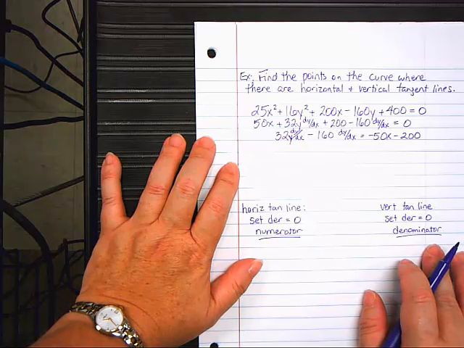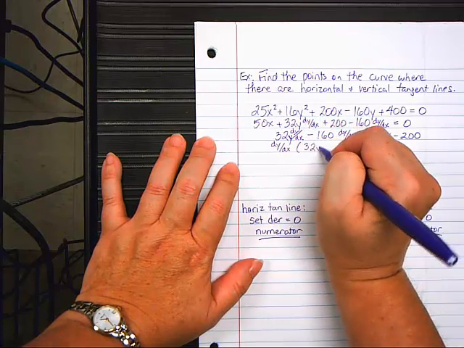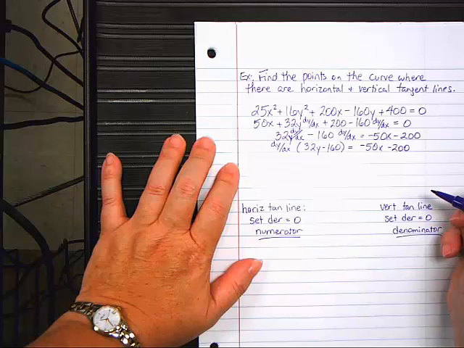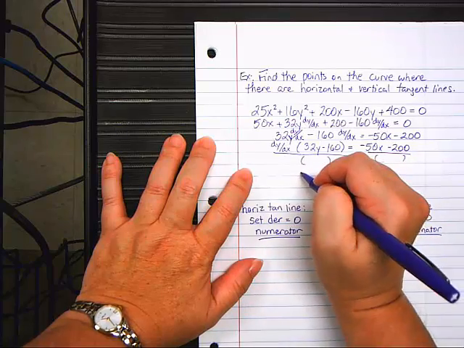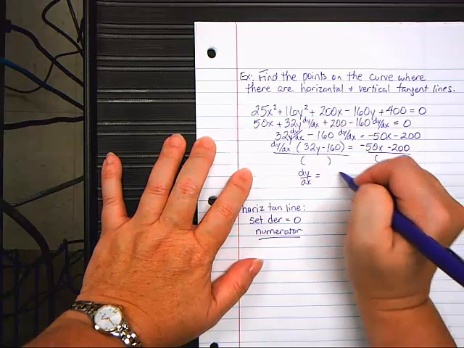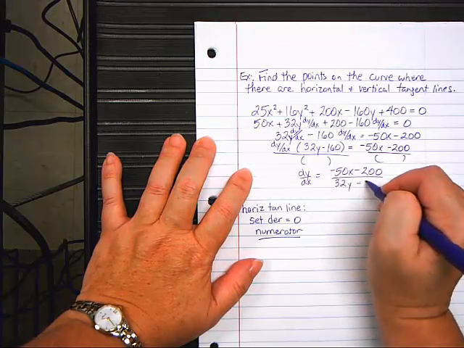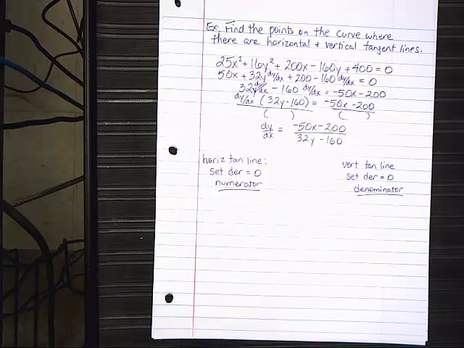What's the next step? Factor out dy/dx. dy/dx times parentheses 32y minus 160 equals negative 50x minus 200, and divide by the parentheses. So dy/dx equals negative 50x minus 200 over 32y minus 160. There's the derivative. Do you ever factor out the derivative? If it's a quadratic, yes, I would do that. But not for that, because I'm just going to set it equal to 0, and I'd have to remultiply if I did.